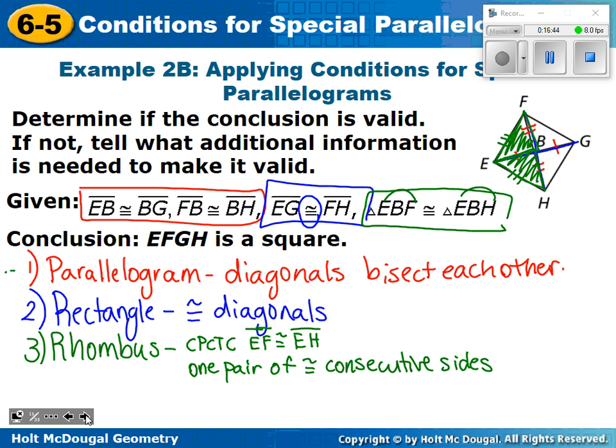So is the conclusion valid or invalid? Valid. It is a square because it is everything else. And that's what it asked you. Determine if it's valid. If it's not, what additional information would be needed? So if you get to one on the homework where additional information is needed, you may have to say, you need to prove it's a rectangle. Maybe we weren't able to prove it was a rectangle, or you need to prove it's a rhombus. Or you could get even more specific and say, you need congruent diagonals, or you need one right angle or something to prove that it is that shape. Any questions? Okay.